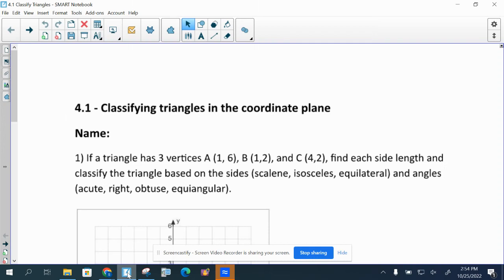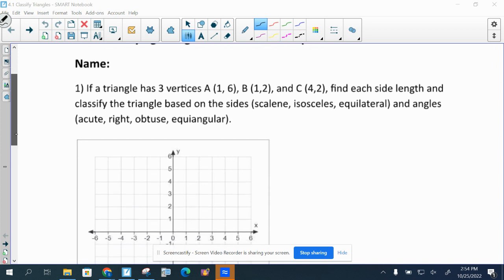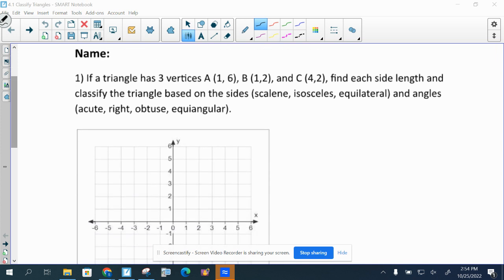This is the 4.1 classifying triangles in the coordinate plane lesson. So with number 1, what you're doing here is you're going to graph the triangles from the vertices that they give you and then decide if it's scalene, isosceles, or equilateral, and acute, right, or obtuse. And if it's equiangular, then all of the side angles would be the same.